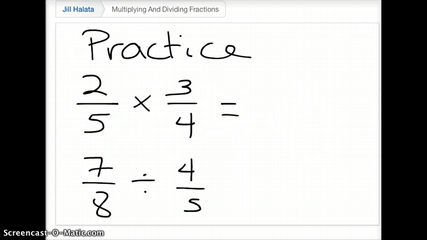All right, so for practice tomorrow, let's go ahead and bring in these 2 problems. The first one is 2 fifths times 3 fourths. And your second problem is 7 eighths divided by 4 fifths. So be sure to bring these 2 in, and we'll add reciprocal to our journals tomorrow as well. So make sure you work these 2 problems out, bring them in for tomorrow.